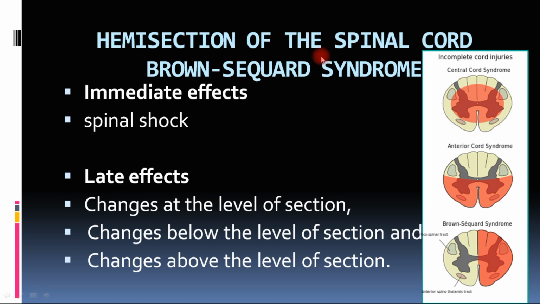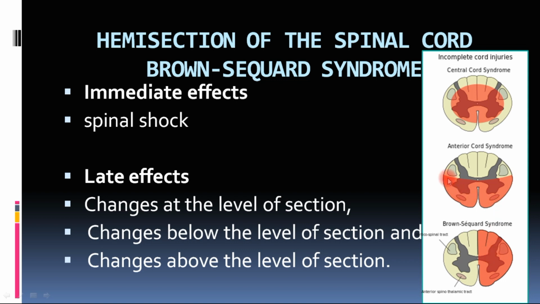Now coming to the hemisection of the spinal cord, which is also called Brown-Sequard syndrome. This can be caused experimentally or by particular injuries. As you can see here, hemisection of the spinal cord involves one half of the spinal cord, either the right half or the left half, and this phenomenon is called Brown-Sequard syndrome.